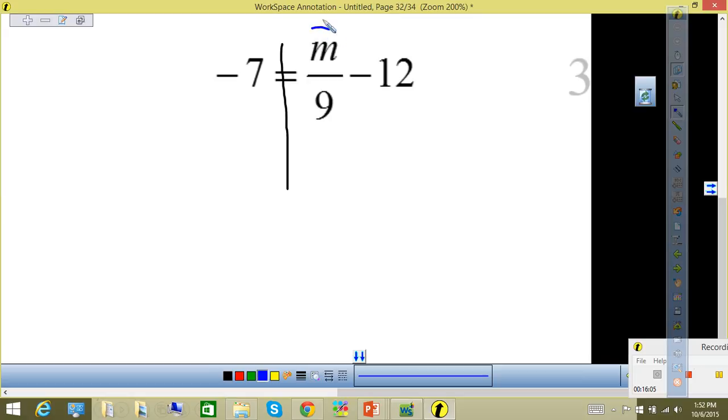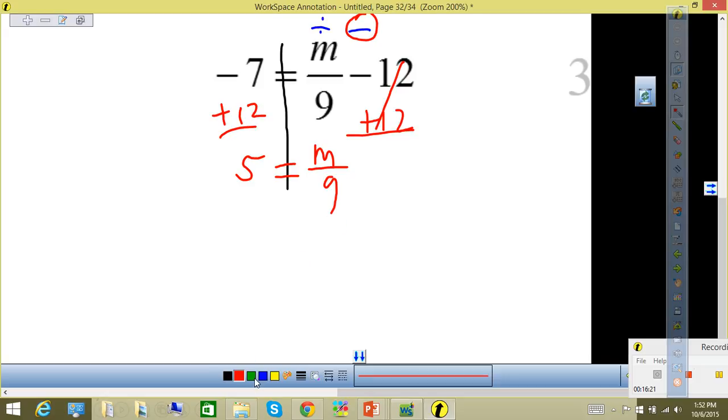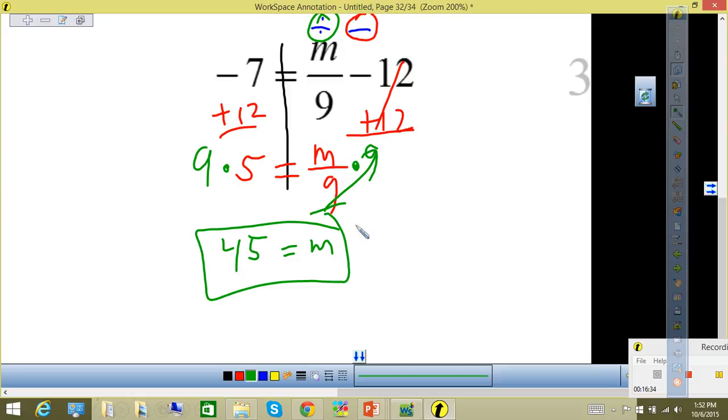What operations do we have here? Division and subtraction. Where are we going to start? Everyone? At subtraction, so what is the inverse? Addition, so we add 12, add 12. This becomes 5 equals m divided by 9. And this is division, so we need to multiply times 9. Multiply times 9. Here's a lazy 1. Do you guys see it? We're left with m equals 45. Hands, have you got that? That is correct.